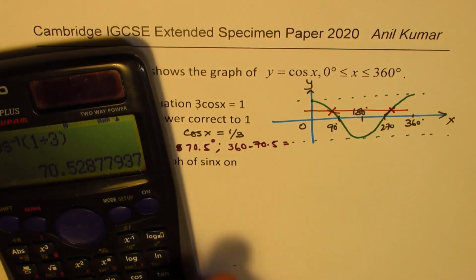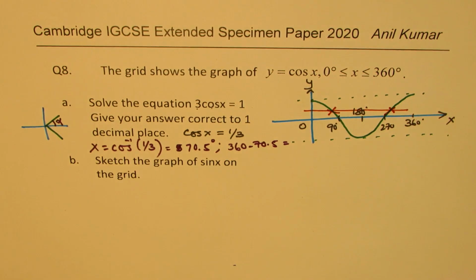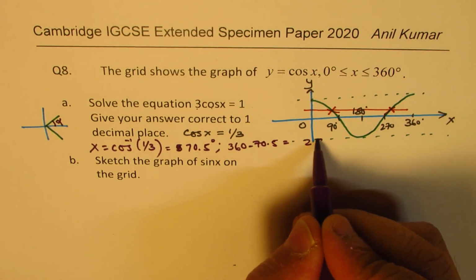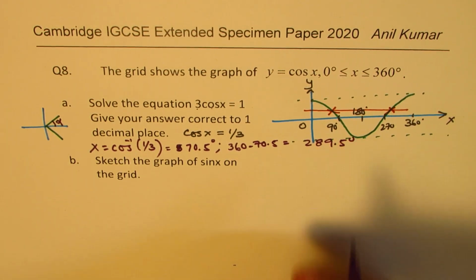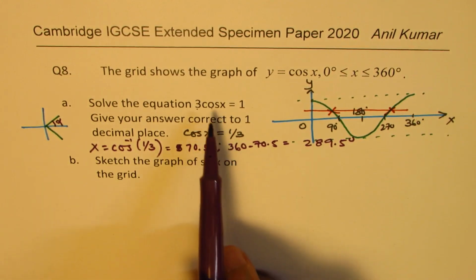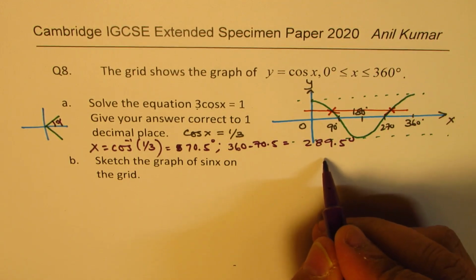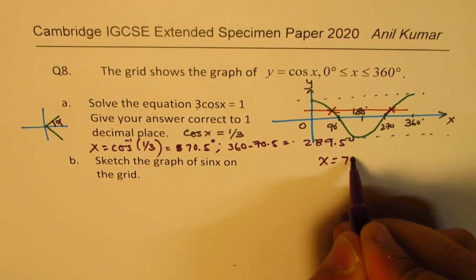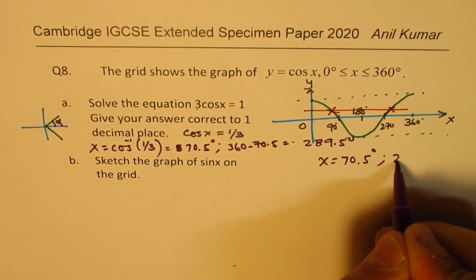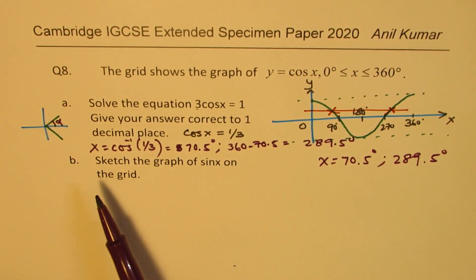So let's take away this value from 360. We'll do 70.5 minus 360 and then take a positive value, 289.5. So that is 289.5 degrees, correct? So these are the 2 angles for which cos x will be 1 over 3. Perfect. So that is how you're going to get it, right? So we get x equals 70.5 degrees or 289.5 degrees. Done.